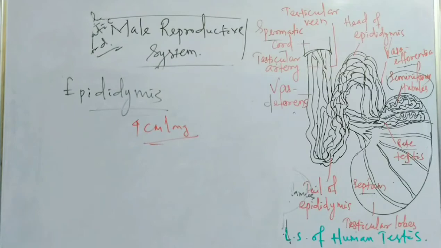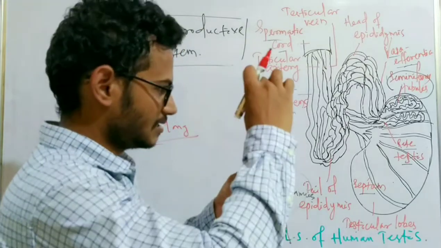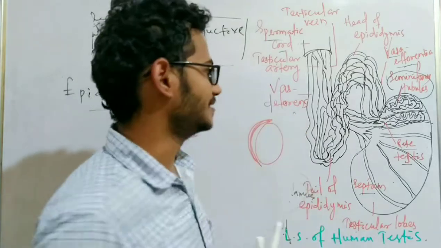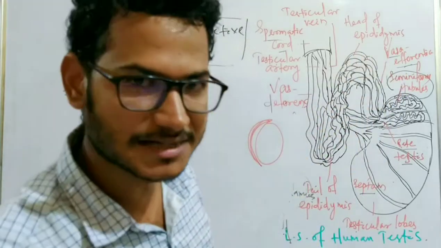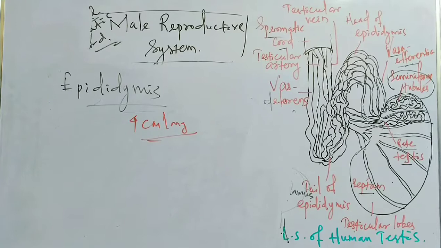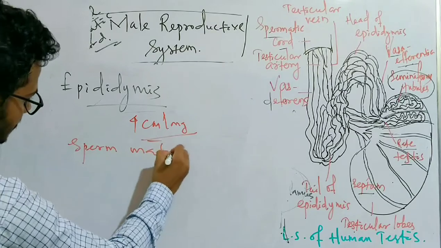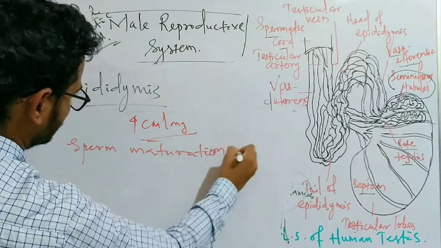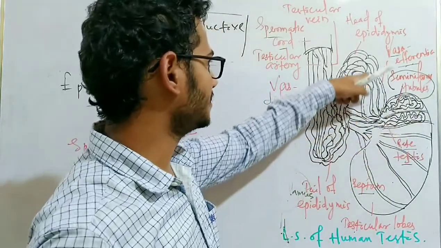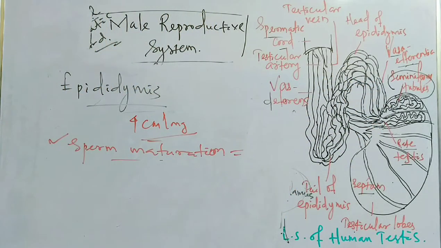It is present at the posterior border of the testis. If this is the testis, at the posterior border it is present like this, covering the testis on one side. Okay, so it is present in the posterior border of the testis. It is the site of sperm maturation. Sperm maturation occurs here. As I have told you, the sperm is formed in the seminiferous tubule, and after its formation it comes out through the vasa efferentia to the epididymis, where the sperm gets mature.